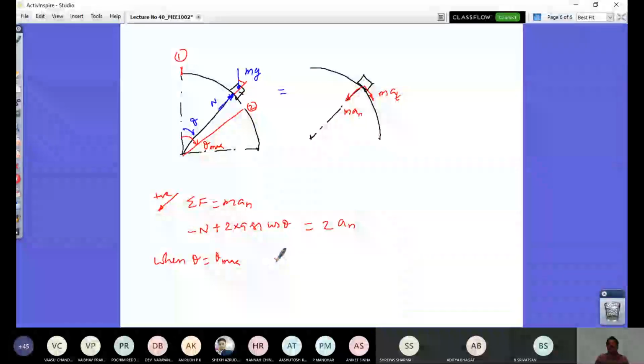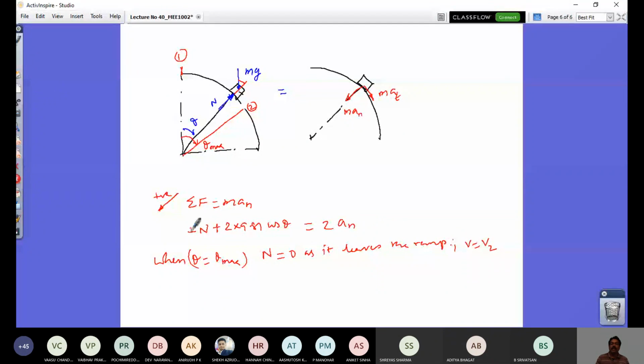When theta equal to theta max, this N is 0. At theta equal to theta max, the normal should be equal to 0 as it leaves the ramp. If this is your understanding, then what is that time velocity? V is equal to velocity V2. Right, so what will I have in this equation?